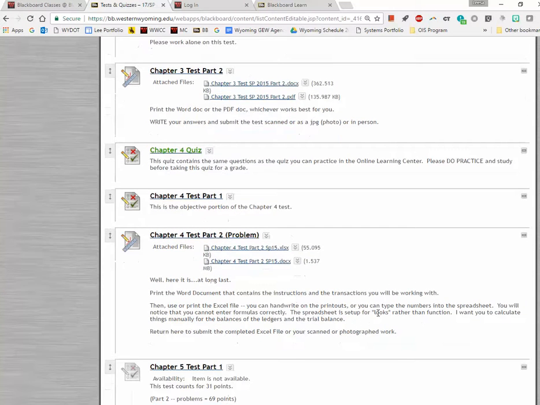Now, you'll notice here that there's two files. There's an Excel file and there's a Word document. The Word document is your instructions, kind of like what you saw in the book, and it's very, very similar to problem 4.2. So you'll want to probably print the Word document so you can cross off your transactions and follow through the steps. The Excel sheet, the notation here talks about using the Excel file. You can either print it out to handwrite or you can actually type in it.